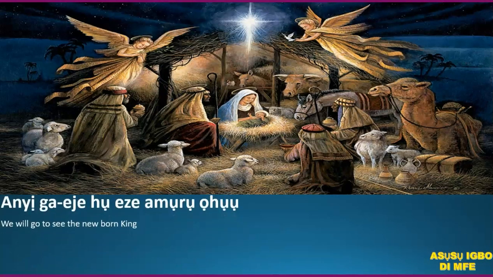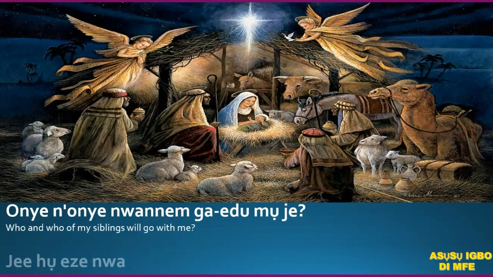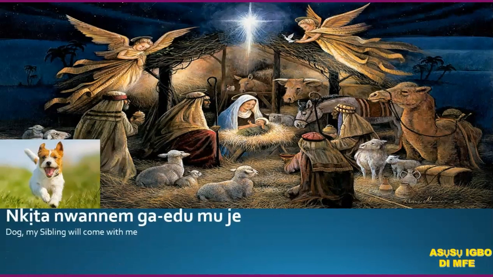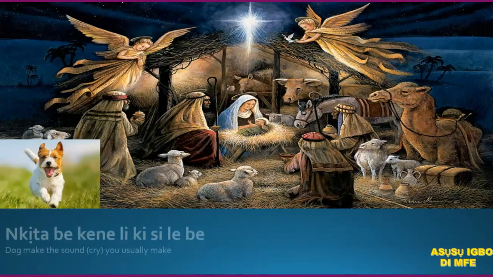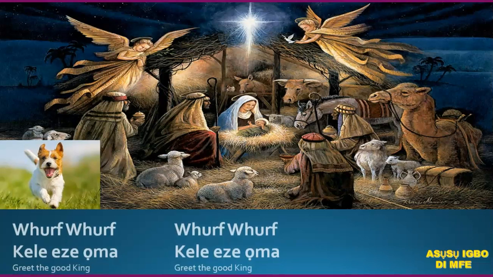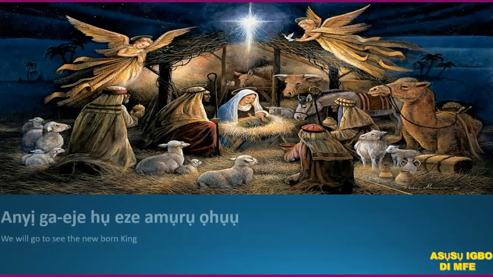Anyị ga-eje hụ eze amụrụ ọhụụ, jee hụ eze nwa. Onye na onye nwanne m ga-edu m jee hụ eze ọma. Nkịta nwanne m ga-edu m jee hụ eze nwa. Nkịta bekee n'eli ka isi lebe, biko bee ka anyị nụ. Woof woof, woof woof, kelee eze ọma.